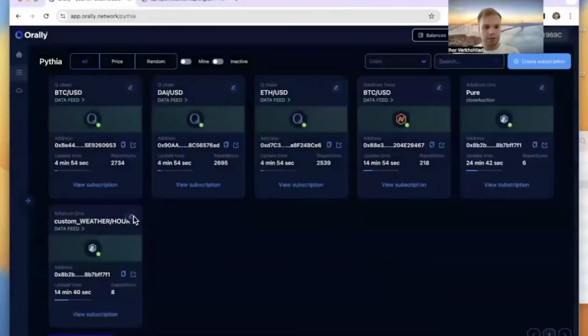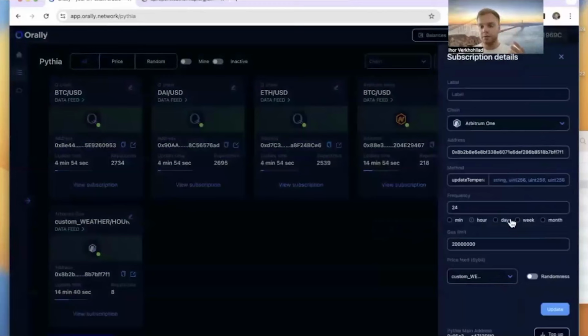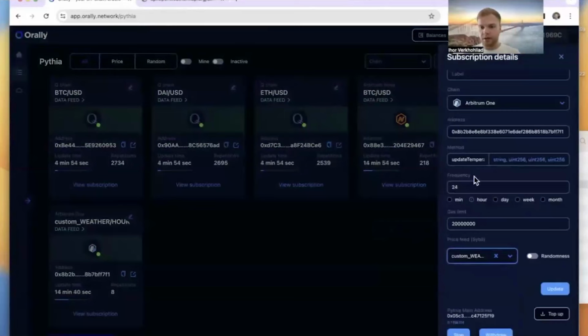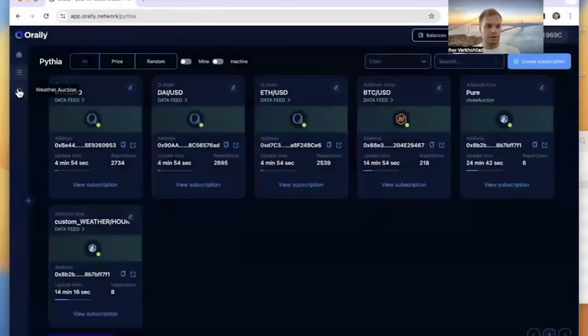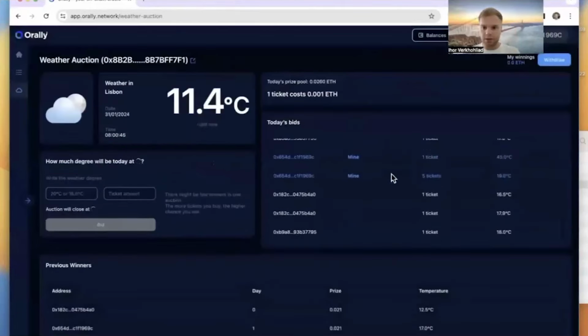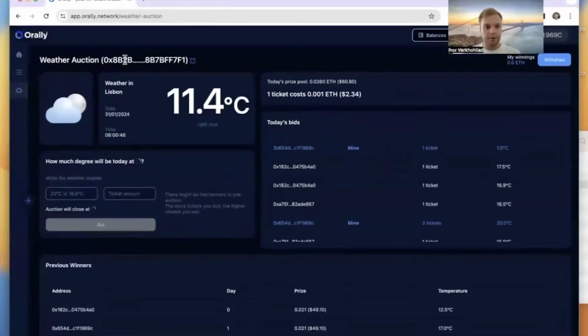That was the first subscription, and the second is the main subscription, which delivers exactly the data to the smart contract. It's getting data from Sybil, and then every 24 hours provides an update temperature with those types of arguments to this contract on our chain. So each time it's fetching data first and then delivering it. And we have a front-end for this example project, so you can check what the weather is now right there.